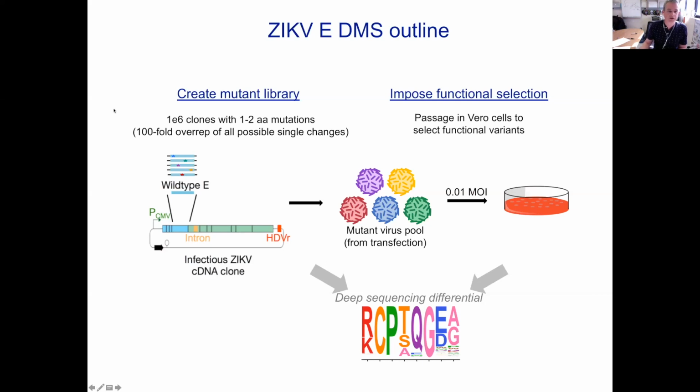You make sure it's large enough to overrepresent all possible changes. We rescued a mutant virus pool from that and passaged it at a low multiplicity of infection. That's to really lock the genotype and the phenotype relationship together. And then we conducted deep sequencing to calculate the relative fitness costs of each amino acid change.